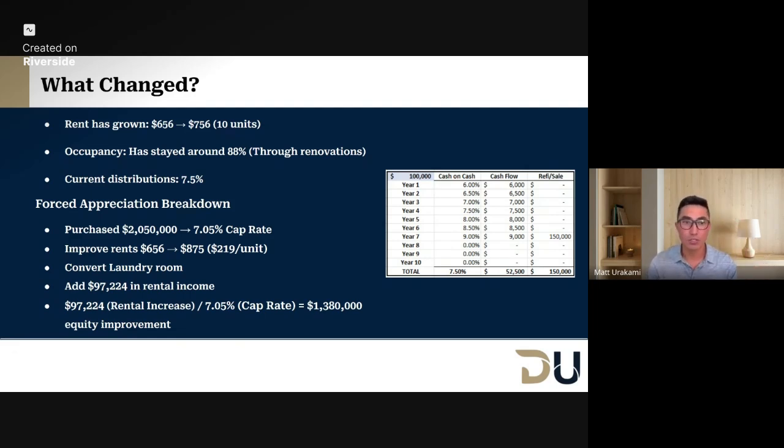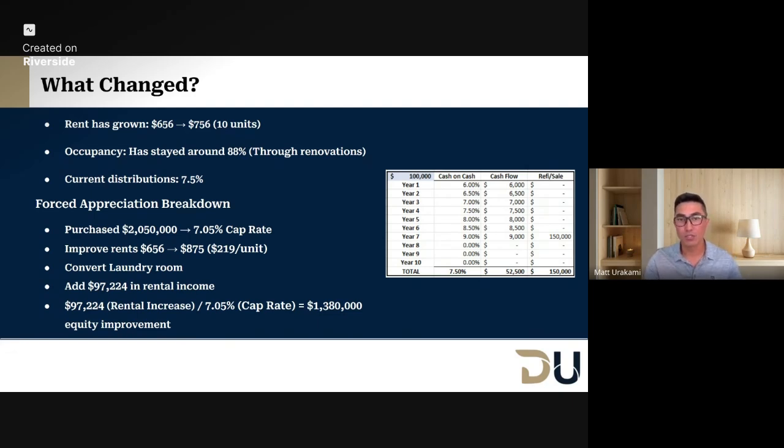So we were able to increase rents from day one, and through the rest of the business plan, it'll be on average about $219 per unit that we've increased the rent. Additionally, converting that laundry room to create some more income adds roughly $97,000 to rental income. Now, looking at it from a cap rate perspective, basically what the property is valued at based on the net income, that is adding about $1.4 million in equity just from doing those renovations and operating it efficiently.